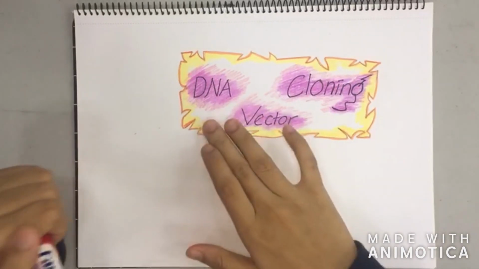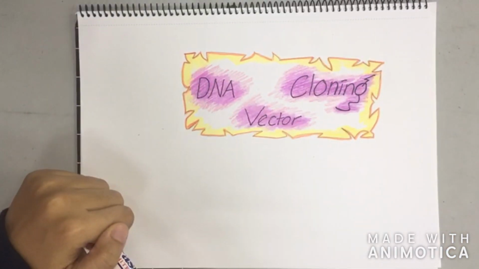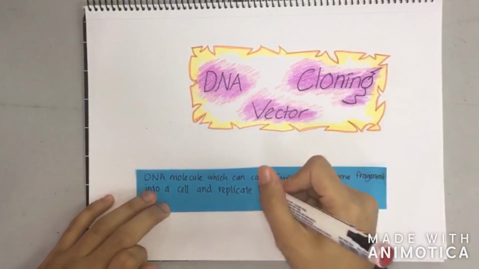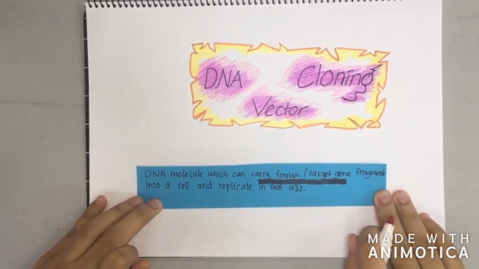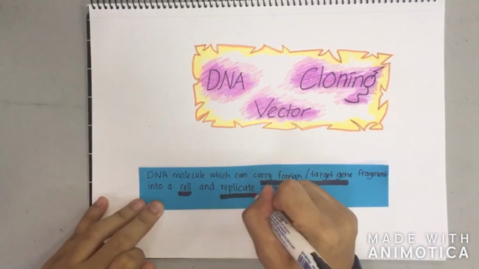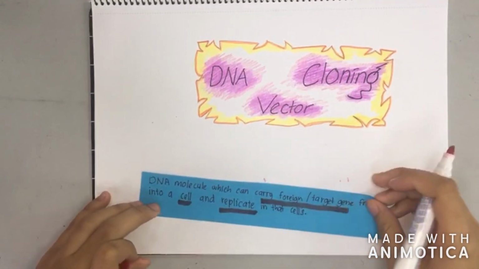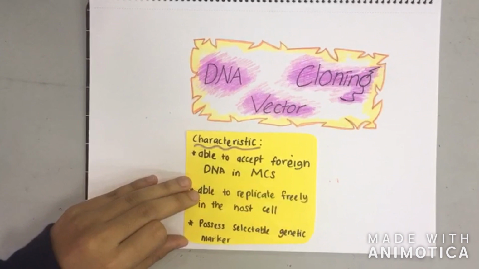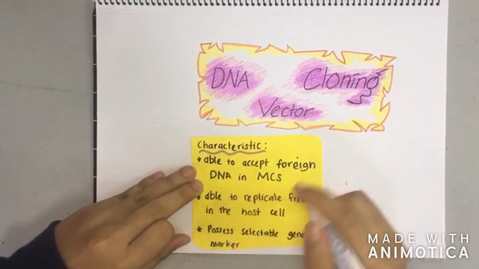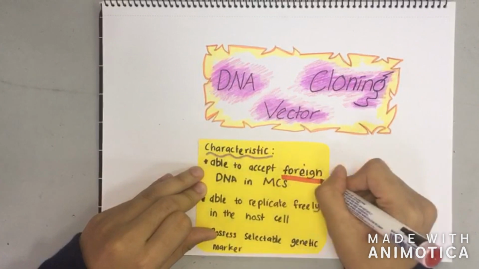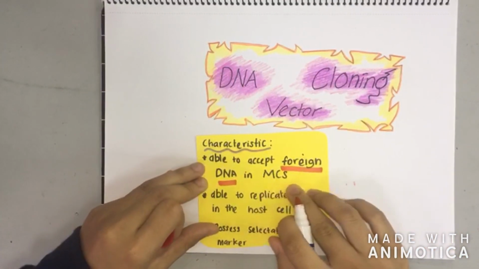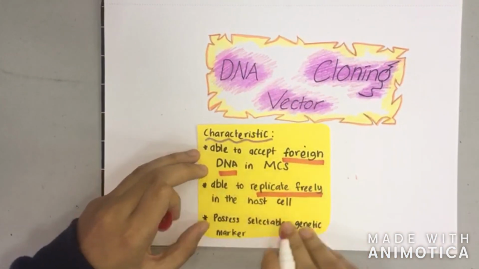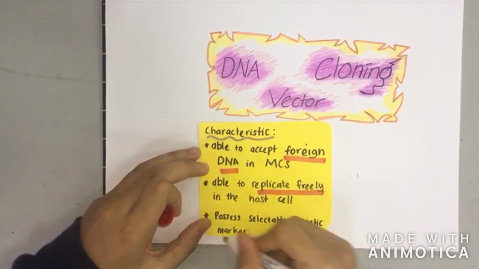We will explain about the DNA cloning vector. What I mean by DNA cloning vector is a DNA molecule which can carry the origin and target gene fragment into a cell and replicate in that cell. Okay, let's move on to the characteristics. It is able to accept foreign DNA in the MCS, able to replicate fairly in the host cell, and possesses a selectable genetic marker.